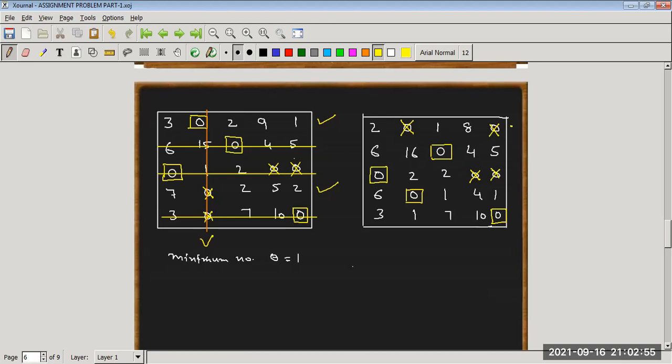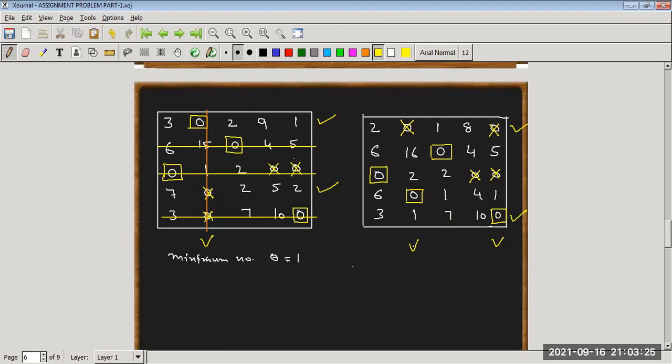Tick the unassigned row, so we tick this row because row 1 is unassigned. If the ticked row has 0, then tick that column. So we tick column number 5 and column number 2 because in this place we have 0. Now we first consider column number 5. If the ticked column has an assignment, tick that row. If the ticked row has 0, then tick that column, but there is no 0.